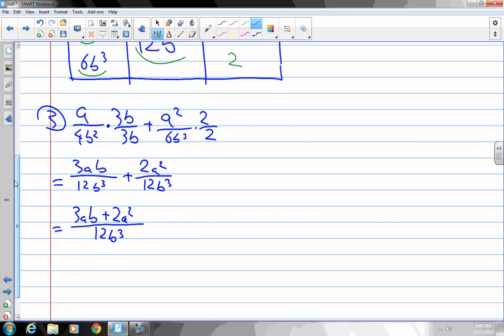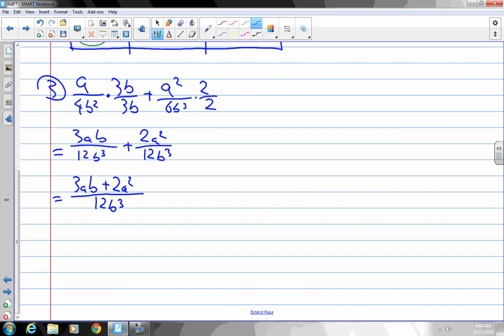Is that okay, how we got to this point? What should I always try and do when I think I'm finished? Simplify. And the way we simplify these things, we have to factor and reduce. We cannot just be crossing the b's or the 3's. We need to factor first. Is there anything that we can factor here?